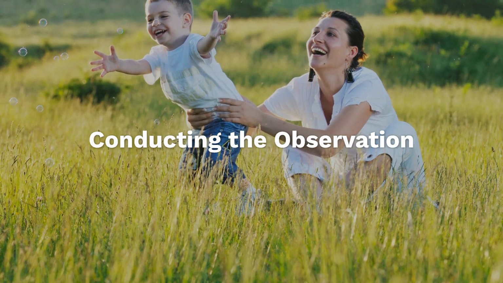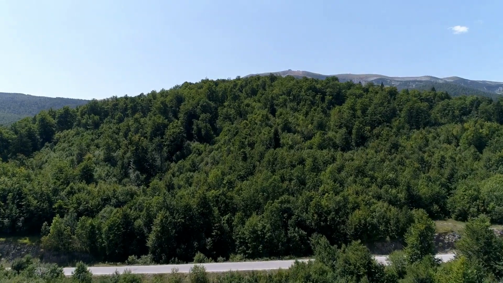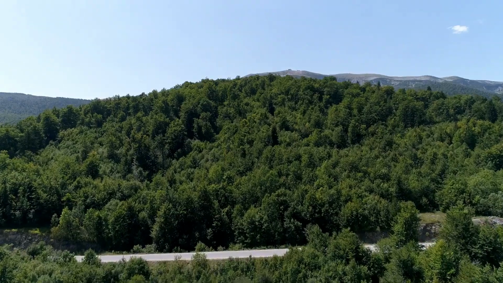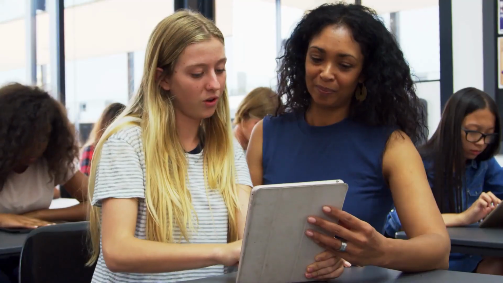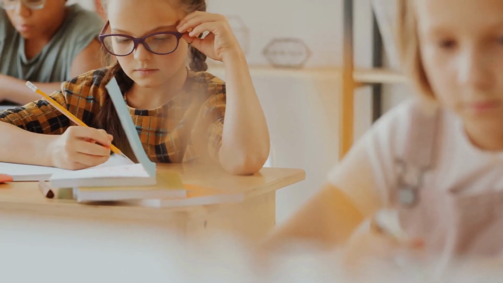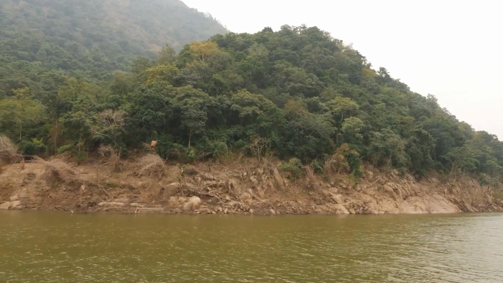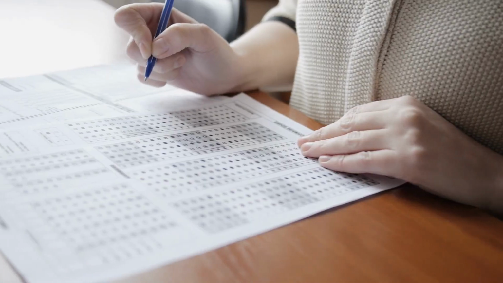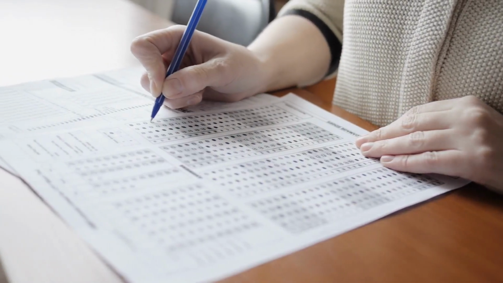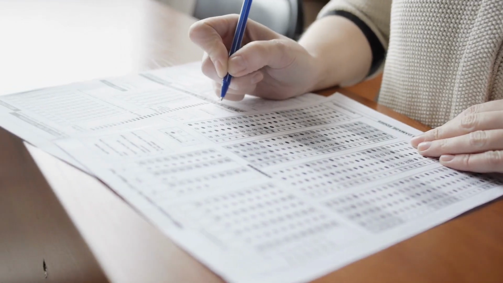Conducting the observation. During the observation, the observer should use an observation framework. Utilize a standardized framework or checklist to ensure all key criteria are covered systematically. Focus on evidence. Collect evidence-based data, avoiding subjective judgments. Note specific examples of teaching practices and student responses. Maintain objectivity. Stay objective and impartial, focusing on observable behaviors and outcomes.